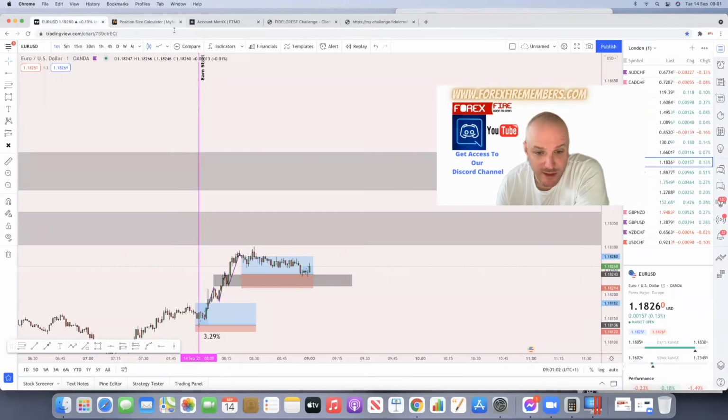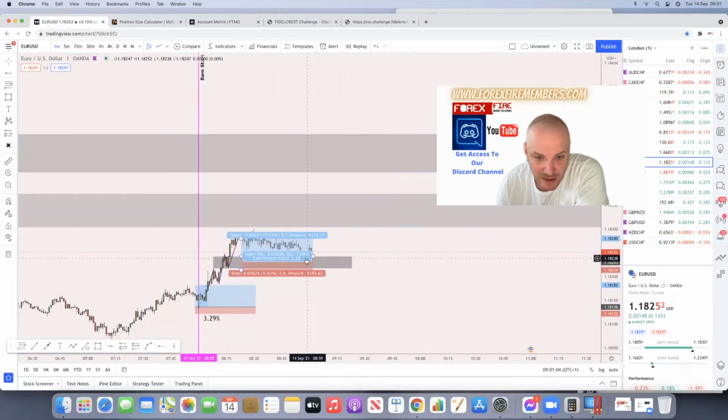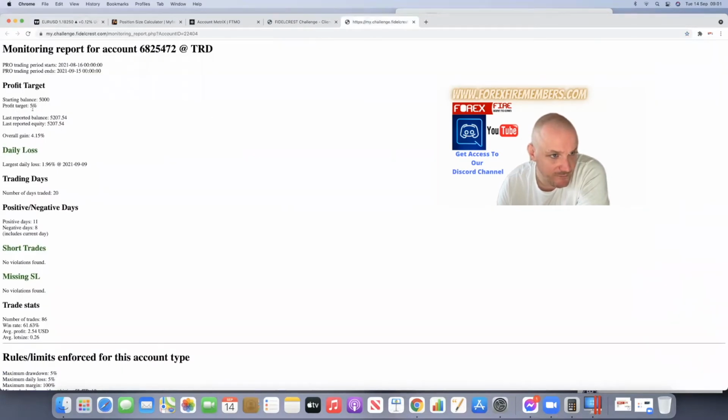We'll head up the Euro USD. We can see we're seeing a bit of activeness. There's nothing to worry me too much with the candle patterns in there. There we are. It's got to get 5% of 5,000. It is only a £5,000 account. However, I got this for free to document it. We are on 4.15. Traded for 20 days. There's been 11 positive, 8 negative, no violations found.